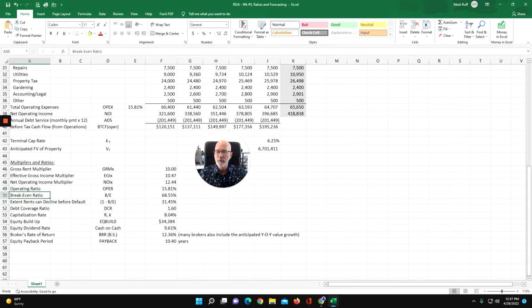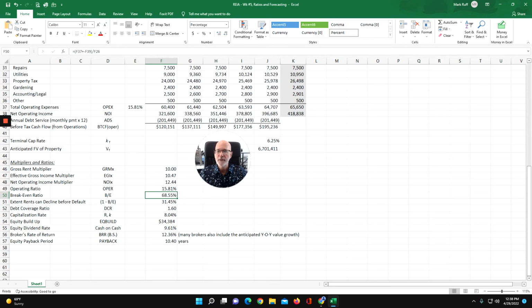Okay, the break-even ratio. In this instance, we calculated to a 68.55. That's an important input because what we want to know is how much, or to what extent, may the effective gross income decline or the expenses increase before the building cannot service its debt. That means that you, as the investor or your investment group, are going to now have to start putting money into this building, into this deal, in order to support the payments so the lender doesn't foreclose on you and take it away from you, right?